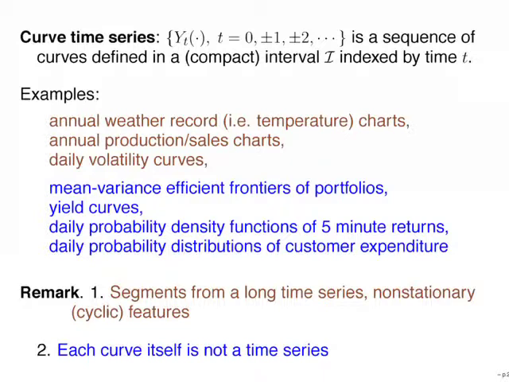Here, we put the examples in two classes. The first is a curve time series, which means at each time t, we observe a curve, yt, and this curve is defined on an interval; we assume it's a bounded interval, or compact set. This curve could be any weather record, like the temperature curve, or any production cells and volatility curves. This is one type of curve. You can think of it as actually a long time series. You cut it in pieces and treat each piece as one observation. And the reason for doing that, we will see, hopefully, towards the end.